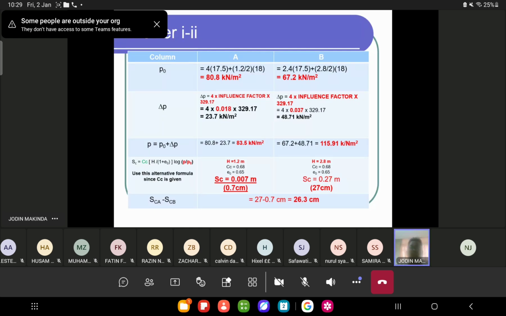Therefore, the differential settlement, beza, between column A and column B is 27 minus 0.7, or 26.3. So this is the difference. One column is 26.3 centimeter lower than the other. Beza dia 20 centimeter besar. Quite big, the difference. So we can use the second formula to calculate the differential settlement.